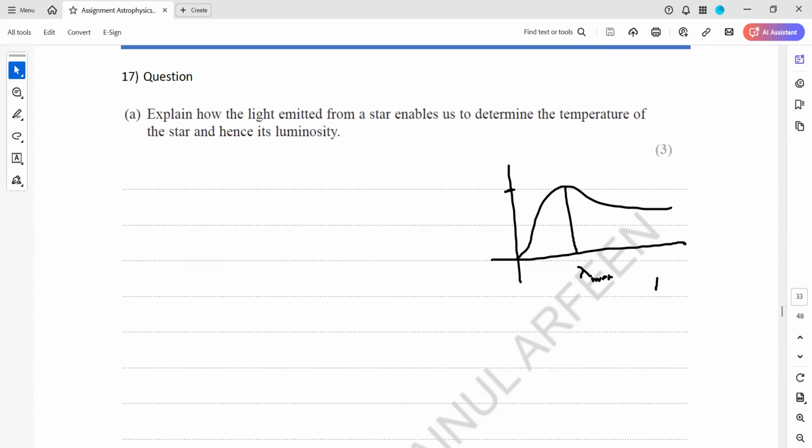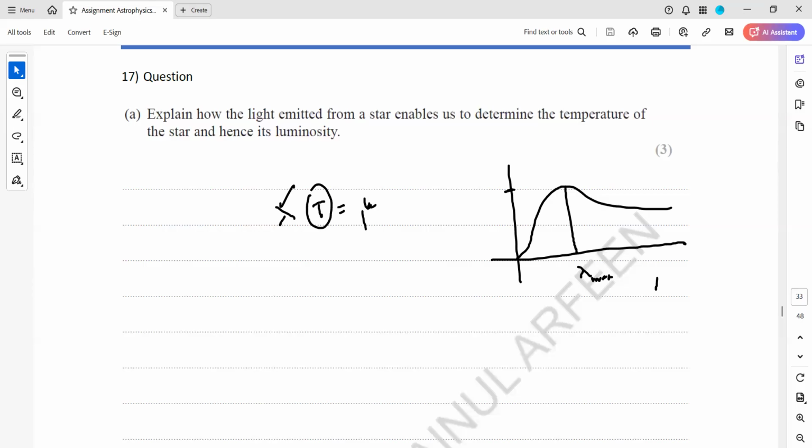So first, from the radiation which we receive from the star, we determine the lambda max from the spectrum which we obtain. And then we know that according to Wien's law, the product of lambda max and temperature is constant, 2.8 × 10^-3. So if we know the lambda max, we can just divide the constant by lambda max, and we'll know the temperature of the star.